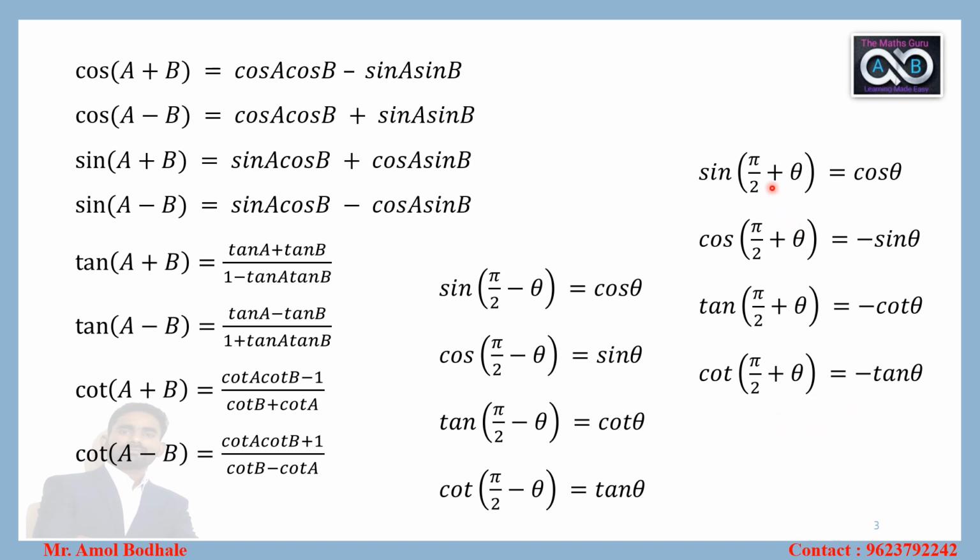But remember, 90 plus theta belongs to the second quadrant, and we know that in the second quadrant only sine is positive. That is why sine of 90 plus theta is positive cos theta, and for the remaining trigonometric functions we have to take the negative sign. So we get these identities. Using these identities we have to solve some examples.